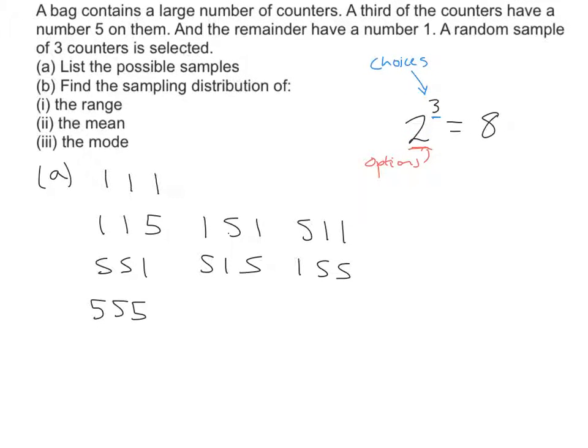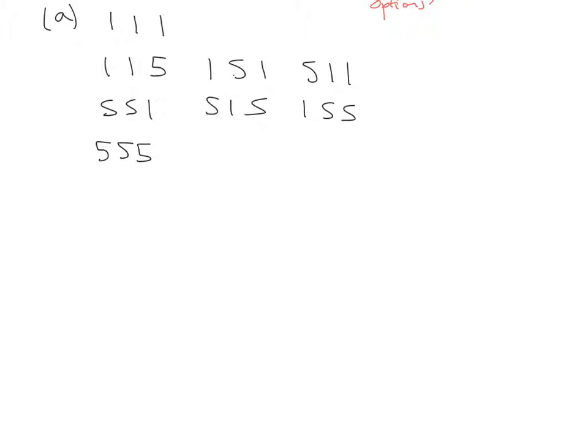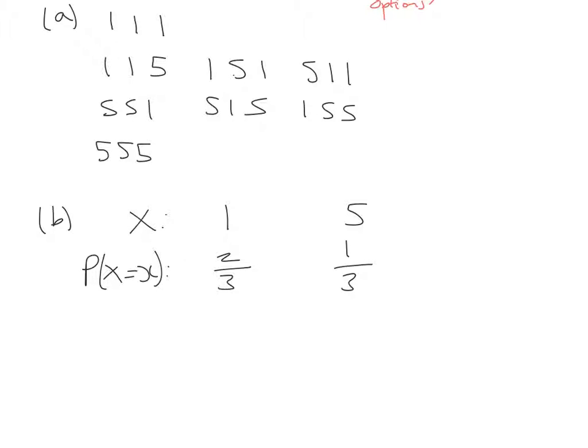So now let's move on to the second part. We need to find the sampling distribution of the range. So we need to say what our probability of each one is happening. So the 2 options could be 1 or 5, and the probability of each one happening, well, 2/3 of the counters are 1, so the probability of pulling out a 1 is 2/3, and the probability of pulling out a 5 is 1/3. So we have our probabilities there.